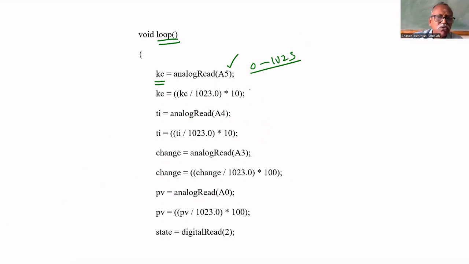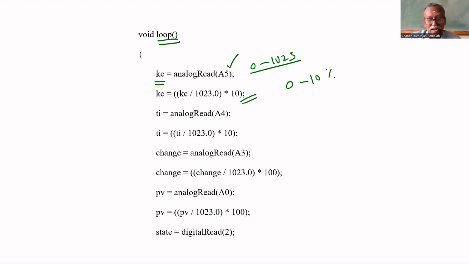To convert this into a 0 to 10 scale, Kc divided by 1023 multiplied by 10. So the maximum Kc value is 10, because for a fourth order process we know that 4 is the ultimate gain. That's why up to 4 is sufficient, so we gave up to 10.